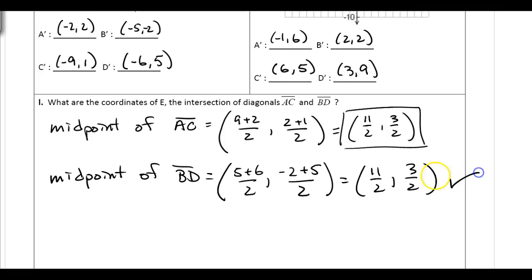And in fact, it does match with what we found earlier in the problem. So this would be the coordinates of point E, which is the intersection of the diagonals.